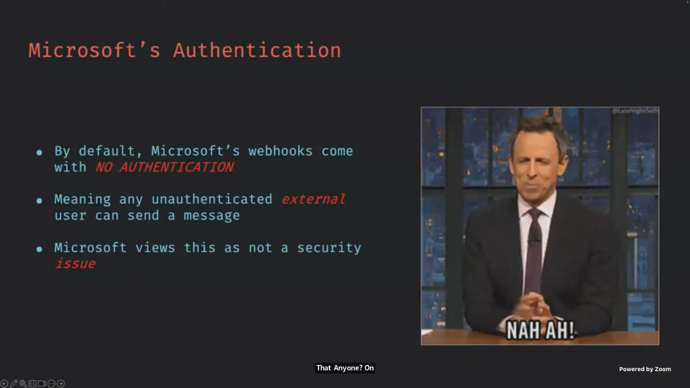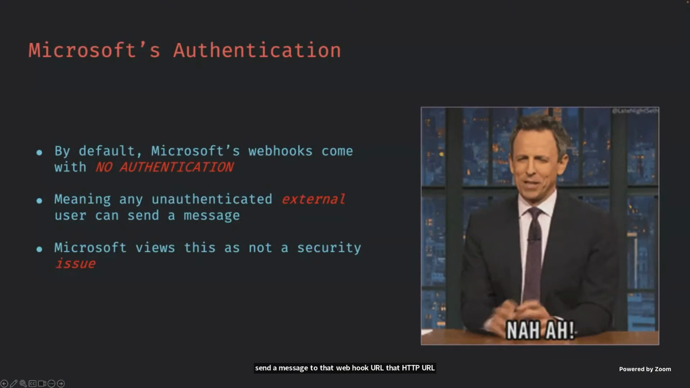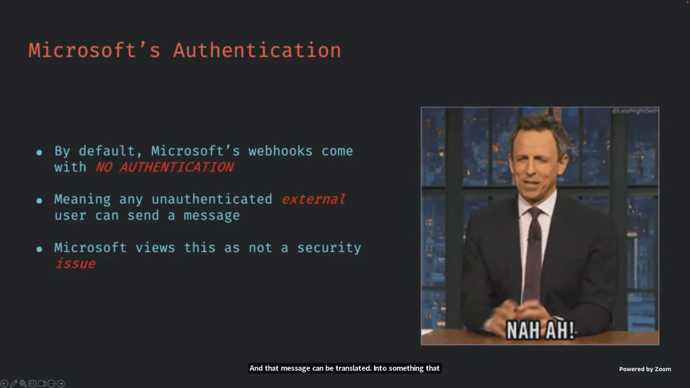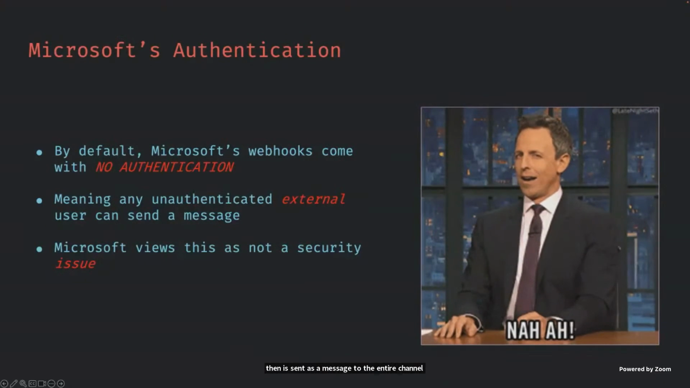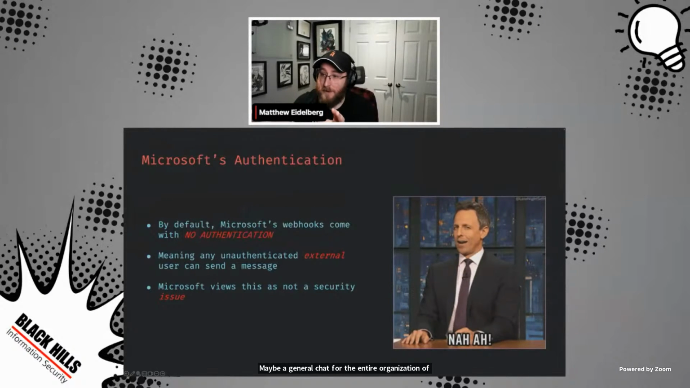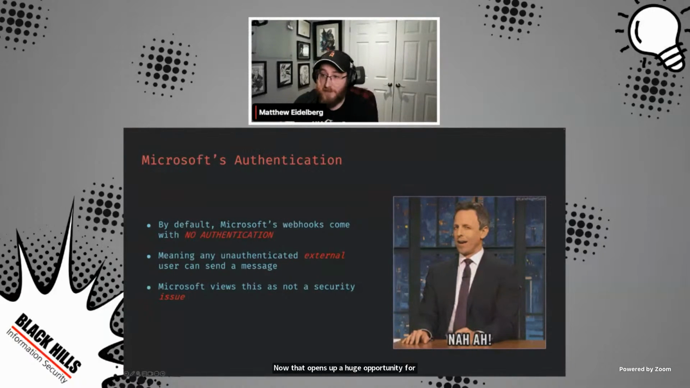unauthenticated, and that is external, can send a message to that webhook URL, that HTTP URL, and that message can be translated into something that is then sent as a message to the entire channel. So if it's a big channel, let's say the organization has a general chat for the entire organization of 300, that one message can be sent to every single person. Now that opens up a huge opportunity for phishing or even some types of attacks.